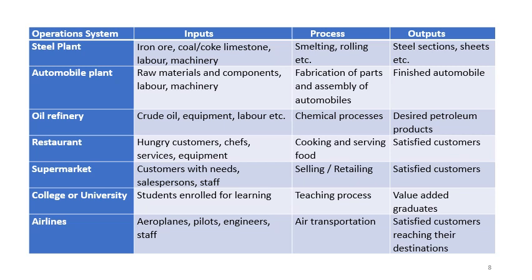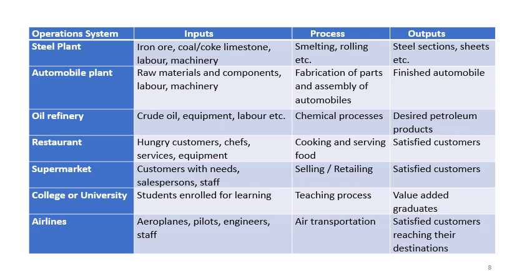So there are different factors which affect these systems that you have to understand. Next, oil refinery: crude oil, equipment, labor, etc. These are the inputs. The chemical processes are the processes which convert this crude oil into the desired petroleum products. Now let's come to a service industry.